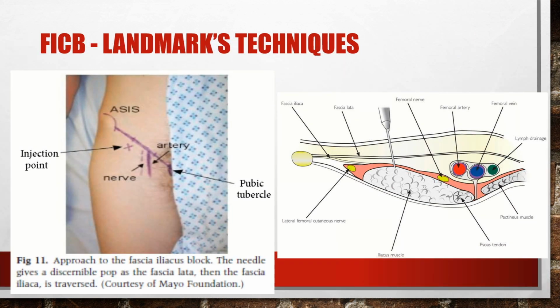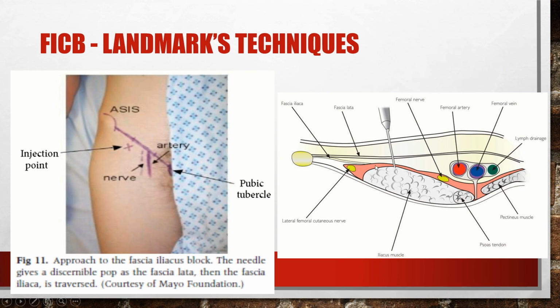infra-inguinal or supra-inguinal. First, I will talk about the landmark technique. So how to do this landmark technique? We draw an imaginary line from the pubic tubercle to the axis. We divide it into 3 divisions. From the lateral one third, 1 centimeter below, this is the injection point of the landmark technique of FICB.